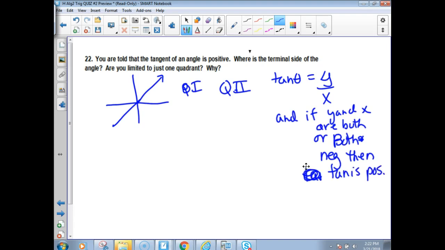I was just talking or thinking as I was writing, so it was a little messy. Sorry. You don't have to have my exact words. It just has to have some kind of reason. You can show me it's y over x, and then a positive over a positive equals a positive, and a negative over a negative. You know, just tell me why.